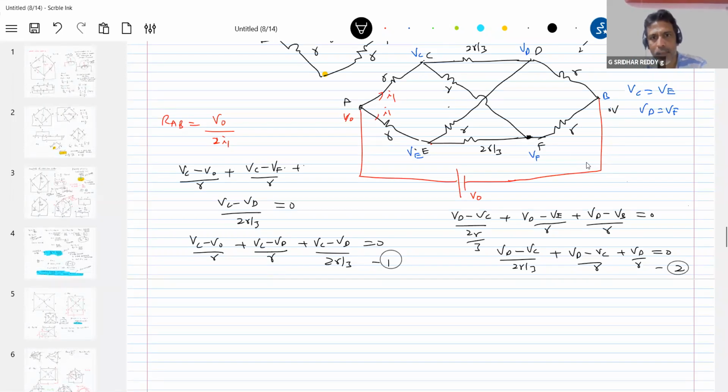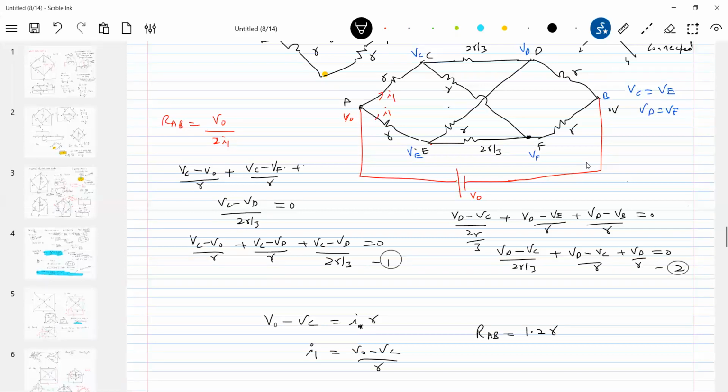So after getting VC, V naught minus VC equal to I1R. So I'm going to get the value of VC in terms of V naught, and I'll get I1 in terms of V naught. Okay, got this? So that I1 I'll substitute here, then I'll get RAB, which will be 1.2R.